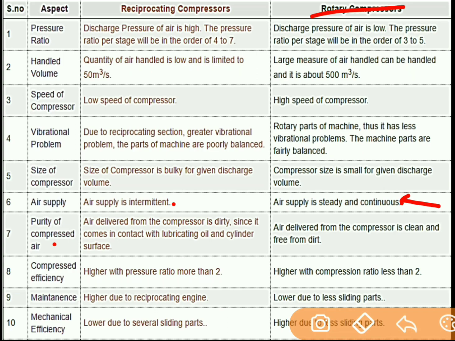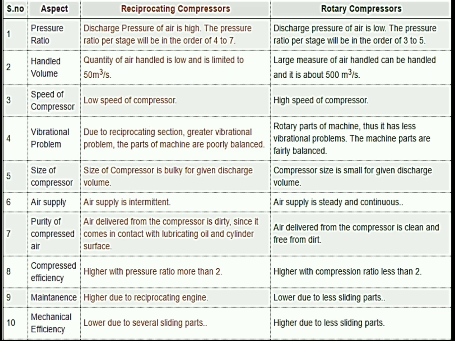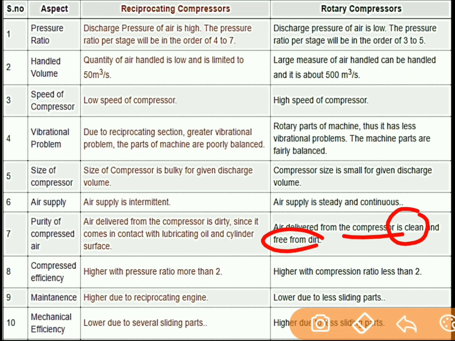Seventh point, purity of compressed air. Air delivered from the reciprocating compressor is dirty since it comes in contact with the lubricating oil and the cylinder surface. In case of reciprocating compressor, there is friction between piston and the cylinder. So because of friction between the piston and the cylinder, we are using lubricating oil. So this lubricating oil can come in contact with the air which is delivered at the delivery pipe. And as air comes in contact with the lubricating oil, there are chances of air becoming dirty. Whereas in case of rotary compressor, air delivered will be clean and free from dirt.